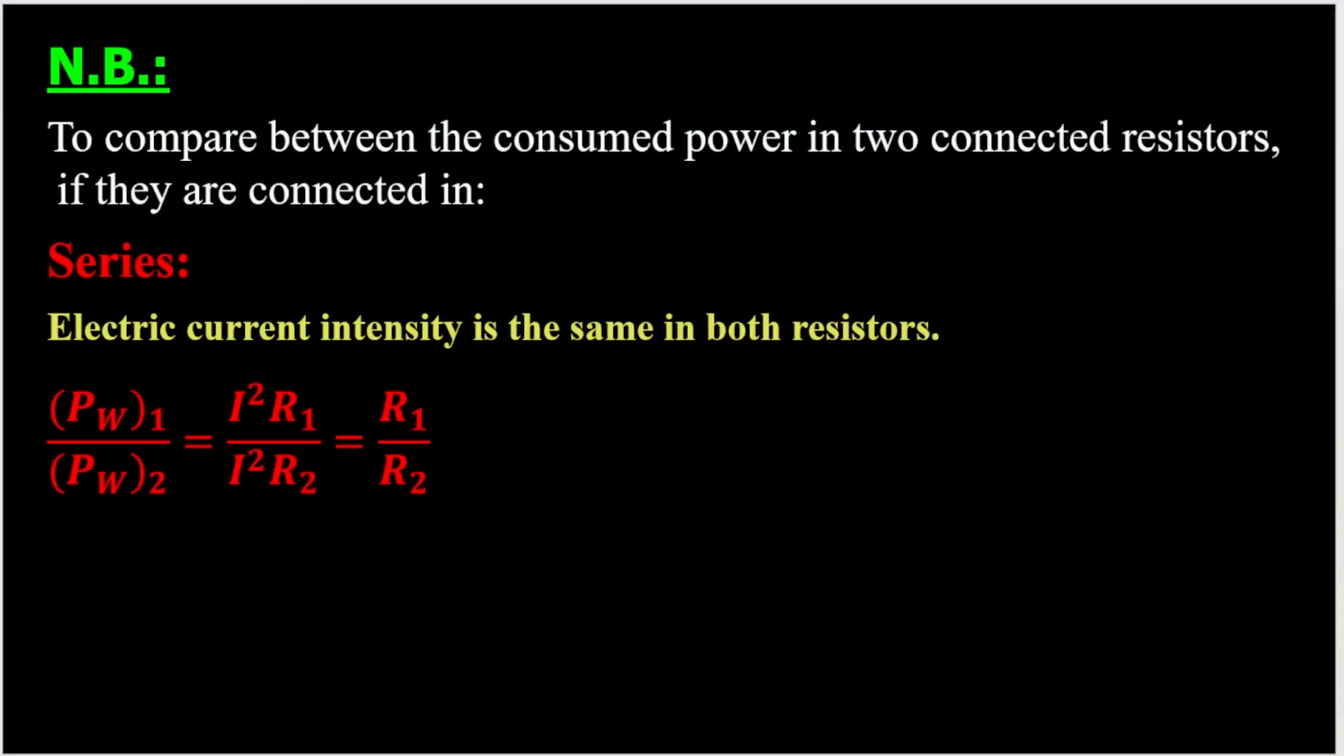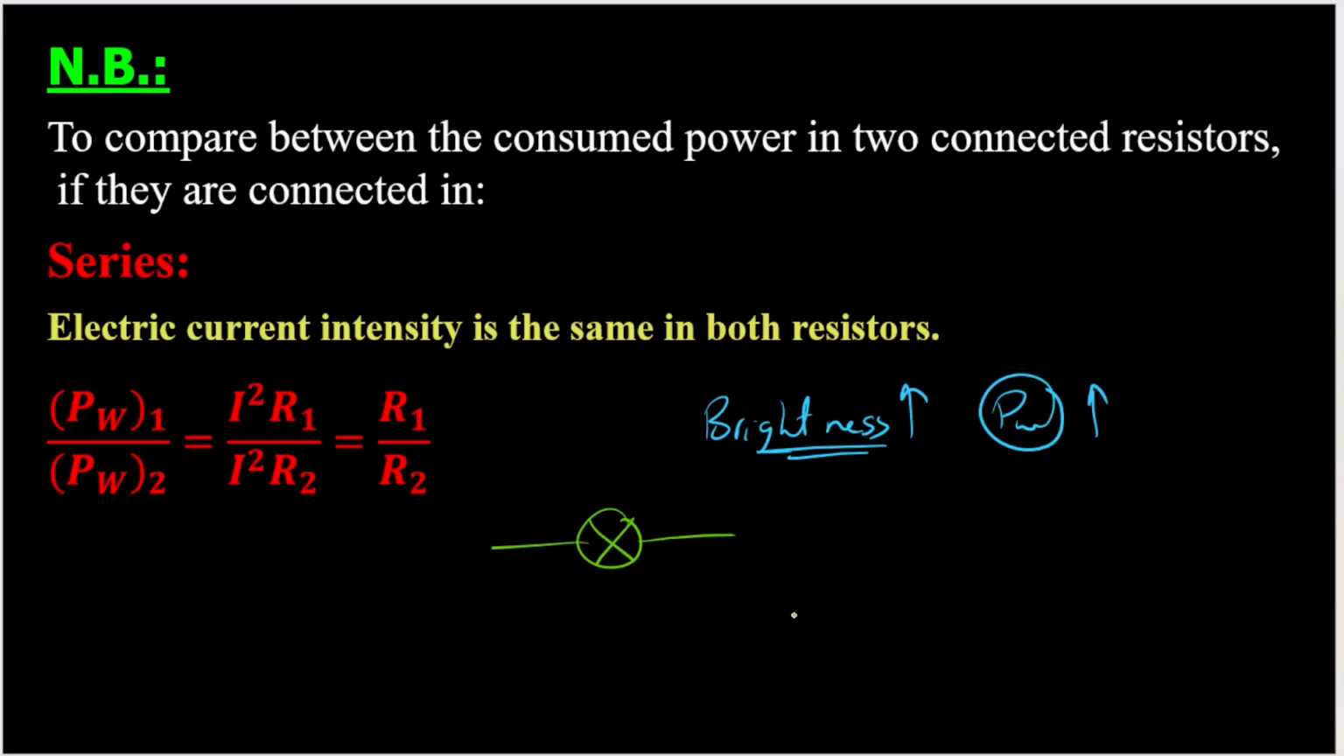How can we compare between the brightness of two lamps? If the lamp has more brightness, this means that it consumes more power. So, for example, if we have two lamps, this is the symbol of the lamp, but the two lamps have the same potential difference. They have the same V, for example, 10 volt. And this means that they are connected to the same source, right?